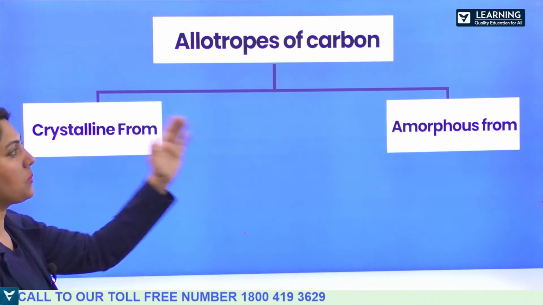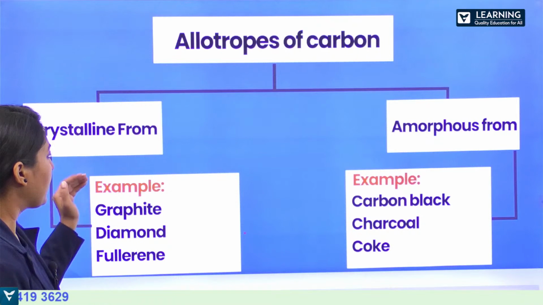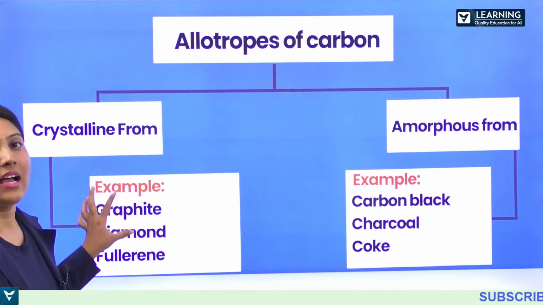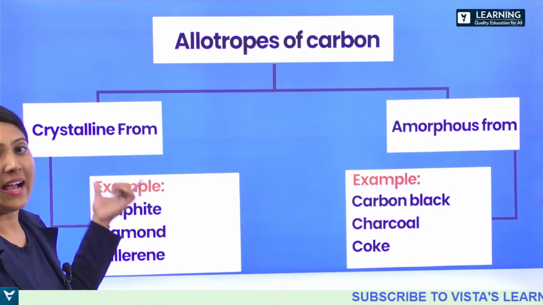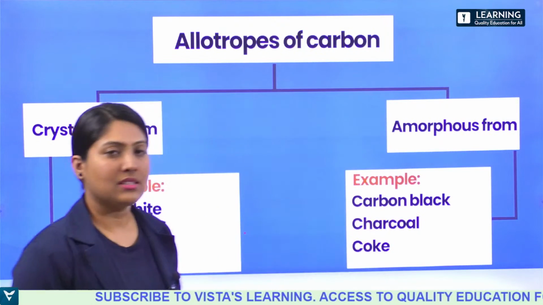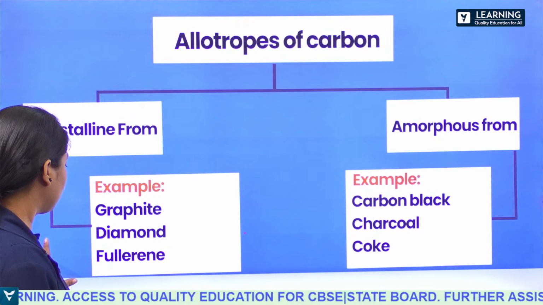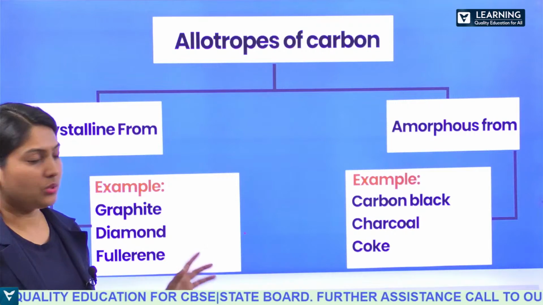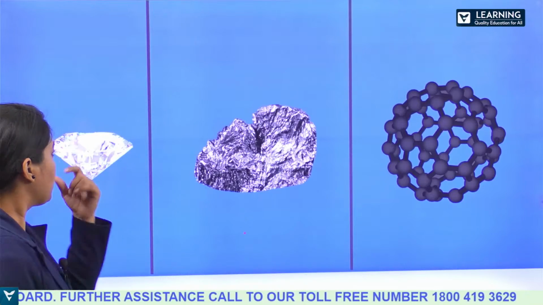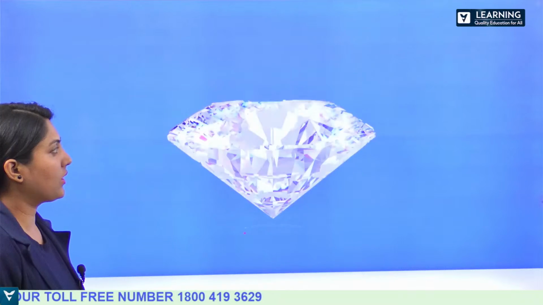So as we say, allotropes of carbon have 2 types, amorphous and crystalline. In crystalline, you have graphite, diamond and fullerene, which we consider allotropic forms of carbon with crystalline form, whereas the amorphous form of carbon is carbon black, charcoal and coke. So you should remember this. First we are going with the crystalline and then with the amorphous form. So diamond, graphite and fullerene. These are the 3 things, and let's go with the diamond.